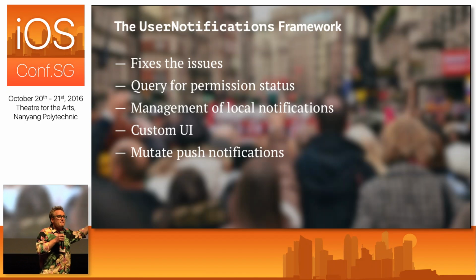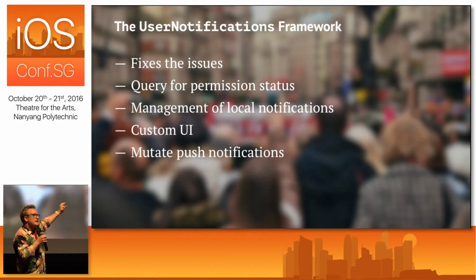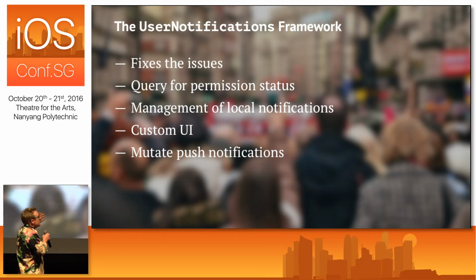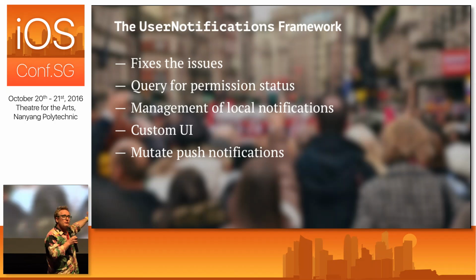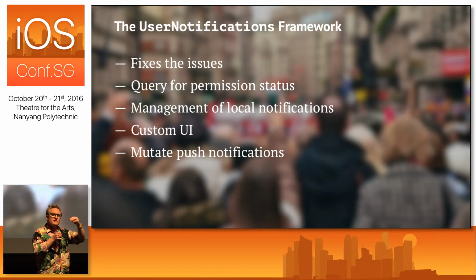You can do some management of local notifications. So rather than just pushing them off into the ether and hoping that works, you can look and see which ones are pending, which ones have already been delivered, and interact with them. You can do some custom UI, which is quite cool, and we'll look at that. And finally, that's probably the most important of all of them. That's the thing that makes it look quite cool. Like when you're using iOS 10 and you get messages and you can reply inline in the notification, you can build that now yourself. And finally, you can mutate push notifications, which sounds really tedious and dull, but it's got some quite cool uses.